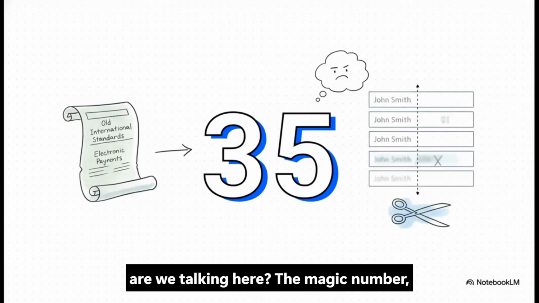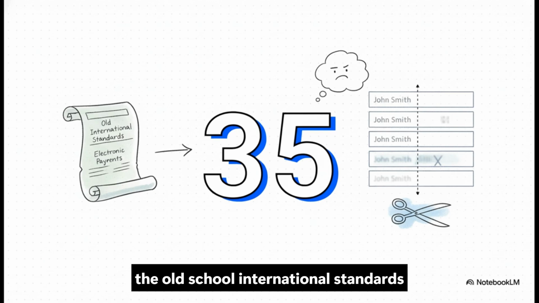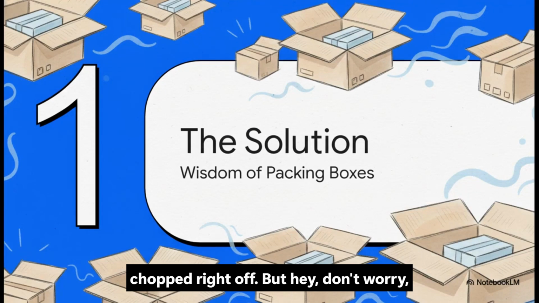So how narrow are we talking here? The magic number, the one causing all this grief, is 35. Yep, just 35 characters. See, a lot of the old-school international standards that SAP was built to work with, we're talking things like electronic payment systems, they had this really strict 35-character limit. Anything over that, it doesn't get saved for later, it just gets chopped right off. But hey, don't worry, there's absolutely a fix for this, and it's actually pretty elegant.